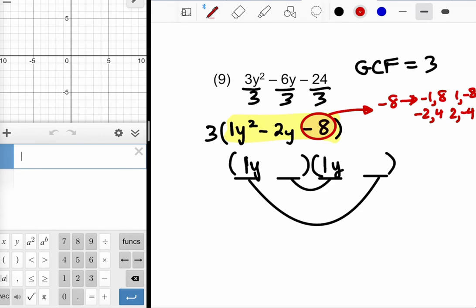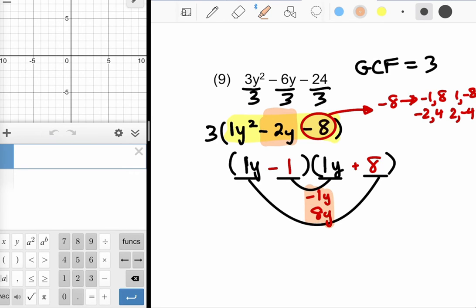So I'd go through my possibilities, looking for an outer and inner product. If I put in the -1 and +8, you see what happens. You get a -1y and an 8y. That doesn't get you a 2y. I need a -2y specifically as a result. That's not going to happen here.